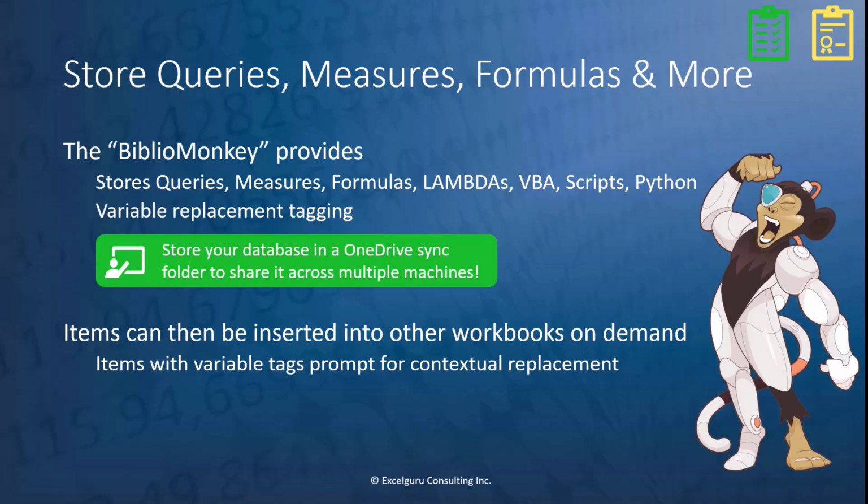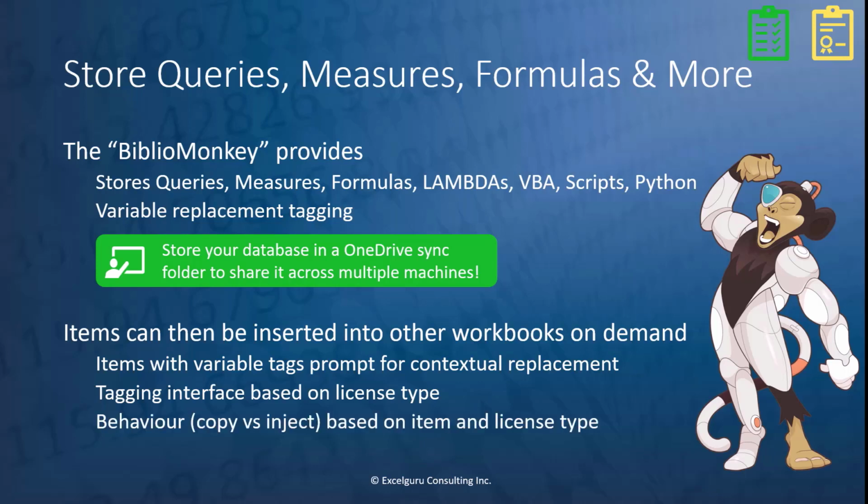Now, keep in mind that the ability to actually tag these items depends on your license type. We make this super easy for pro users. You can just right click and tag whatever you want. If you're working on a free license, you can still do it, but I'll show you where the documentation is because you're going to need to do it manually. It's still possible, but we make it much easier for our pro users. In addition, the behavior, whether you can copy the item or just inject it directly into your workbook, is based on both the item and the license type.